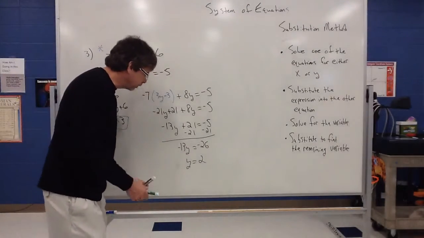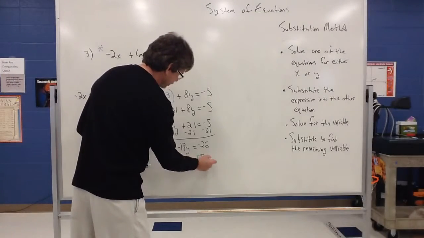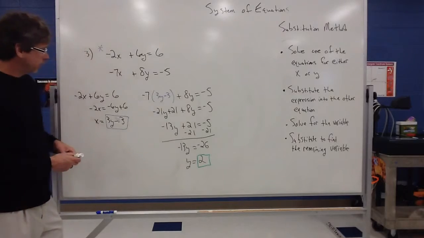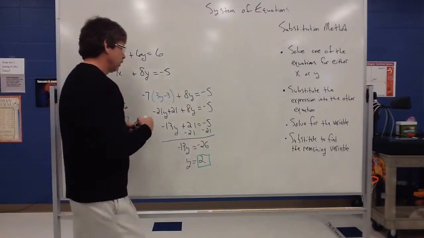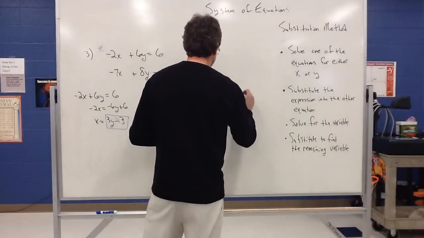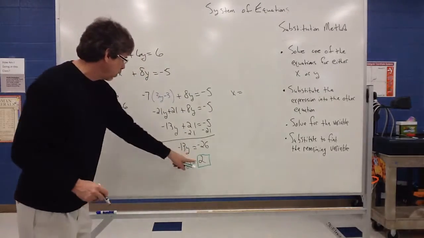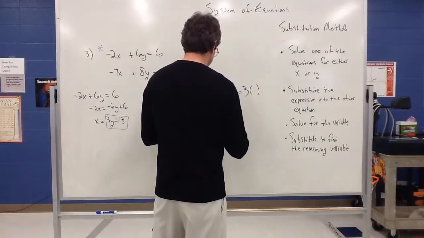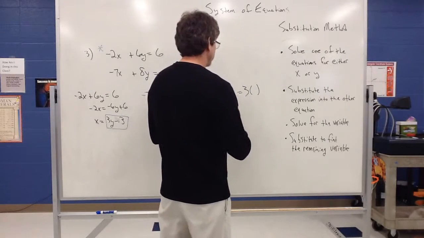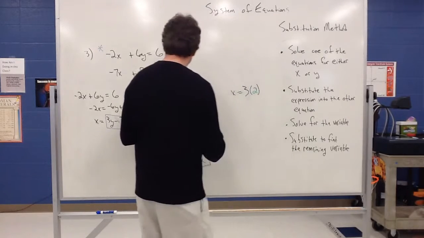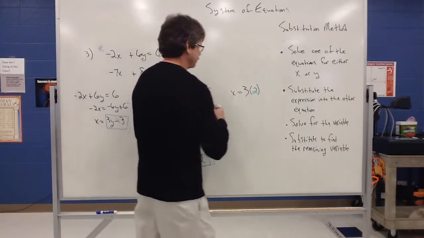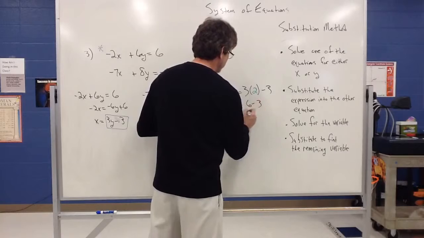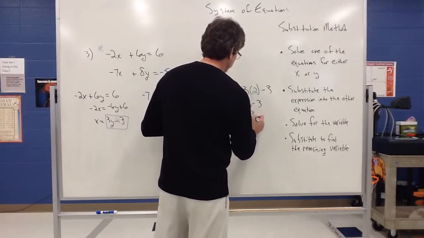Now what I've got to do is substitute this 2 back in to find what x is. And since this equation is already solved for x, I'm going to use that equation. So x is going to equal, and I'm going to replace y with the 2. So it's going to be 3 times 2, substitute that in, and I have minus 3. So x is going to equal 6 minus 3, so therefore x is going to equal 3.